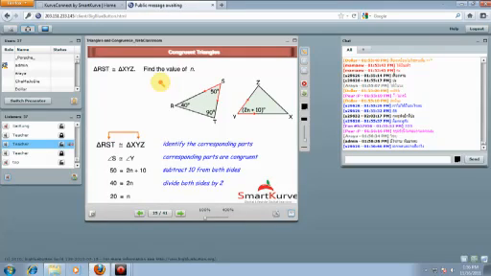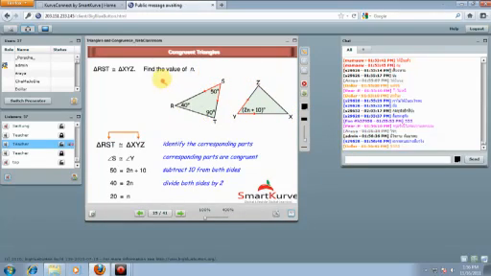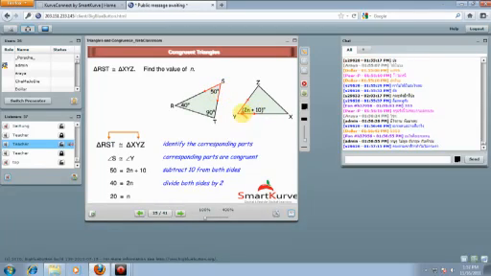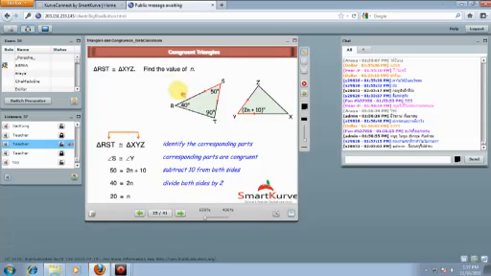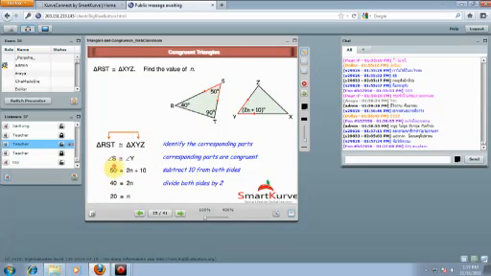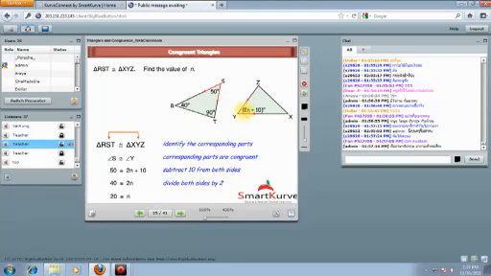Now, triangle RST equals triangle XYZ, so we know they are congruent. Find the value of n. We see that angle S equals angle Y. Angle S is 50 degrees, and angle Y is 2n plus 10 degrees. Because we know they're congruent, we can write this as a formula: 50, which is what angle S is, equals 2n plus 10. If they are congruent, then they equal each other.